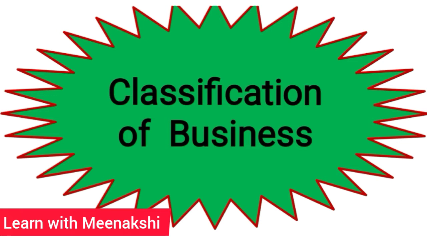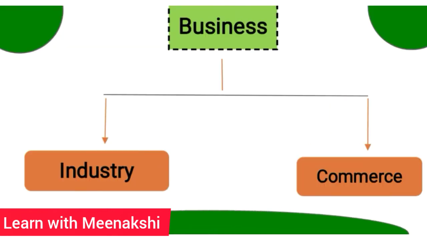And in today's video, I'll be discussing the classification of business. Business activities are classified into two categories, industry and commerce. In this video, students, we'll discuss industry and its classification. If I teach about commerce and its classification, the video will be lengthier, so I'll post that in the next video. Stay tuned for that. So let's begin with the meaning of industry and its classification.